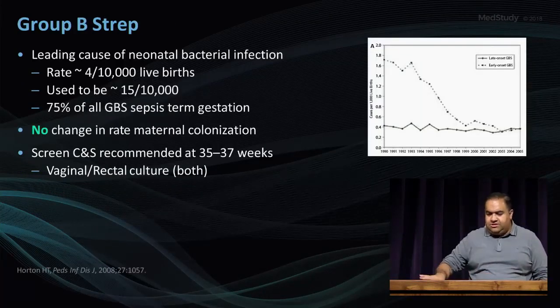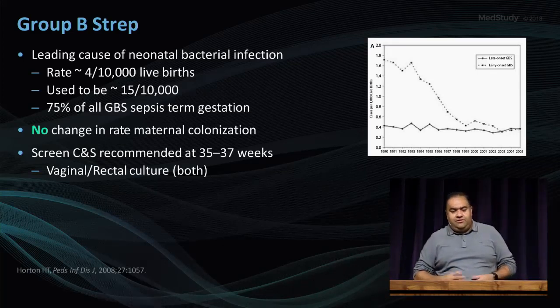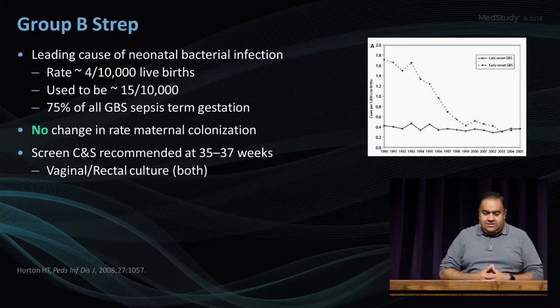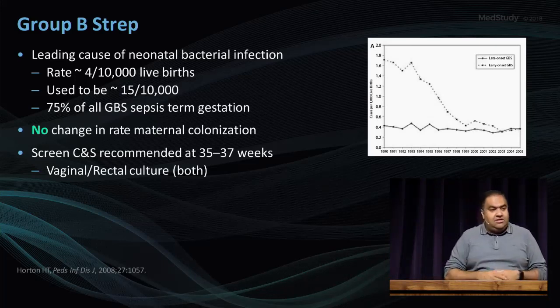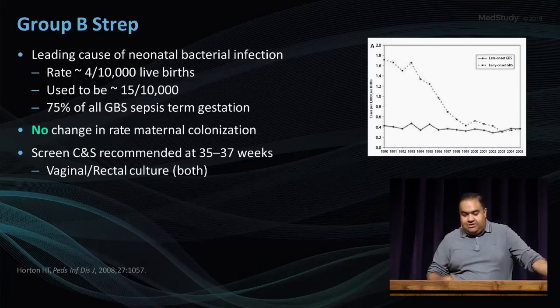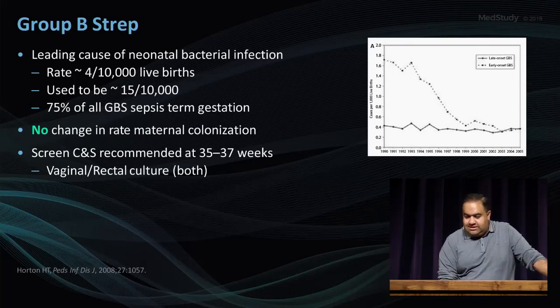We're going to go into a little bit more detail on Group B strep in a little bit, but it's the leading cause of neonatal bacterial infection, 4 in 10,000, used to be 15 in about 10,000. 75% of all GBS is in term gestation. There's been no change in the rate of maternal colonization, and they do the culture screen usually at about 35 to 37 weeks. That's a vaginal and a rectal culture that is done.